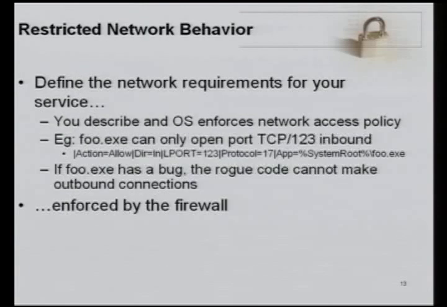Another thing we wanted to do was take services and really try to confine them down to their expected behavior. One of the ways that we did this was by putting network restrictions in. So if you have a service and the only thing you do is listen inbound on port 123, you can describe that and implement it, and it will be enforced by the firewall. And so if that process is compromised, that process won't be able to make outbound connections.